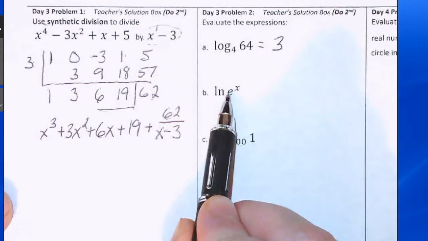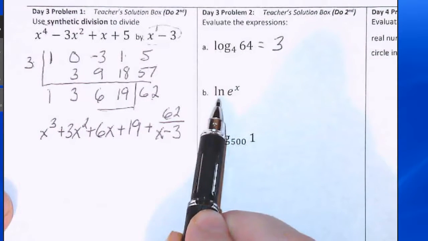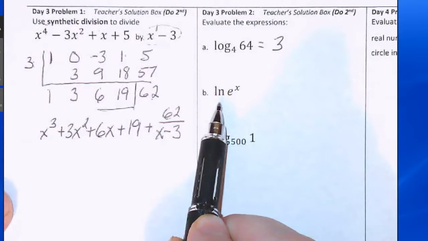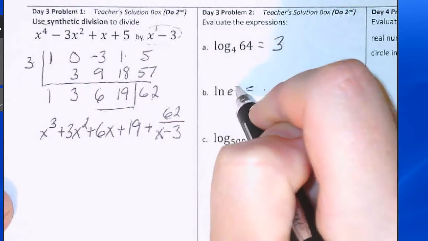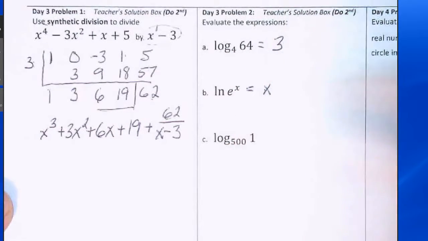What's the natural log of e to the x? The base of a natural log is e. So e to what power makes e to the x? And the answer is x.